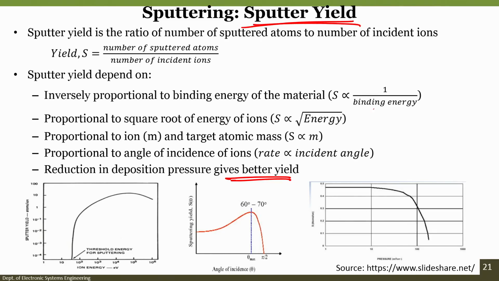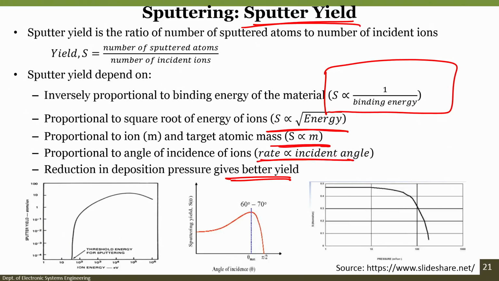The first one, like we discussed, is that the sputter yield, which is given by S, is inversely proportional to binding energy. Second is it is proportional to the square root of the energy of ions. Then it is directly proportional to the atomic mass. Then it is directly proportional to the incident angle, and finally, if you reduce or decrease the deposition pressure, then your yield will be better.